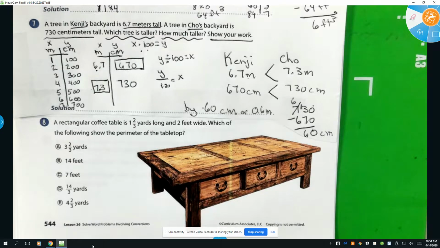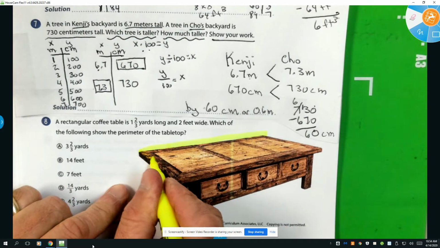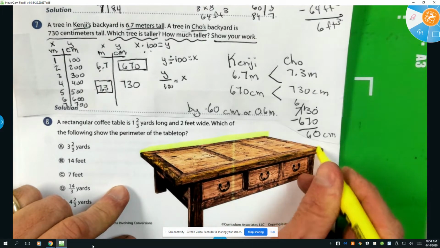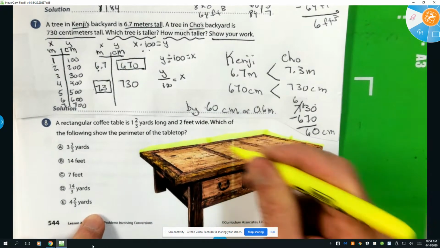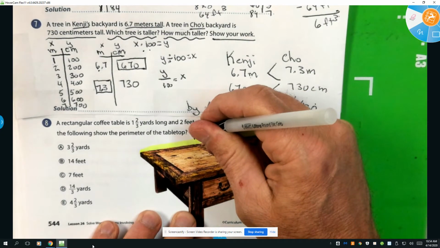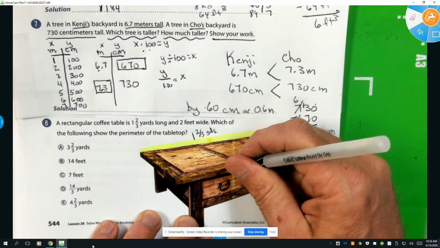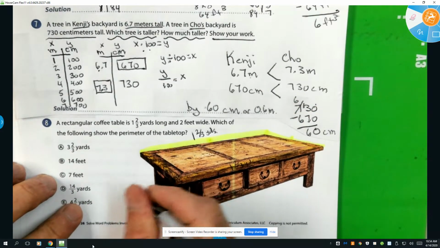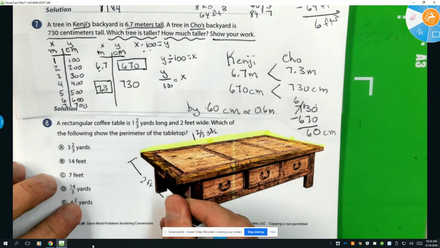Now, perimeter is just the distance around the object, the tabletop, and the tabletop is rectangular in shape. So that means this side is equal to this side. It's 1 2/3 yards long, 1 2/3 yards on this side, and then it's 2 feet wide. Now, this is where we have the problem: 2 feet from here to here.